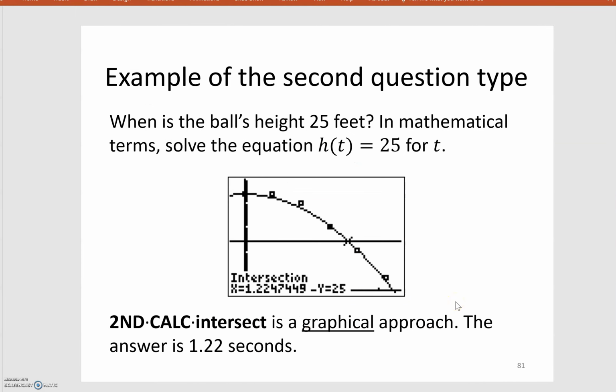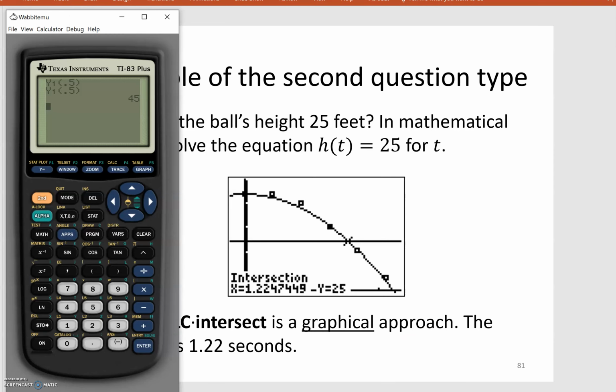Now a type 2 question would be something like this: when is the ball's height 25 feet? That is an output, and we're asked for an input. We're asked for a time. So again, calculator procedure. We would need to graph the height 25. In this case, you also have to fool around with the window a bit. Since this is projectile motion and it's a baseball, it's not going to be in the air that long, so I'm just going to do 0 to 15 and zoom fit that.